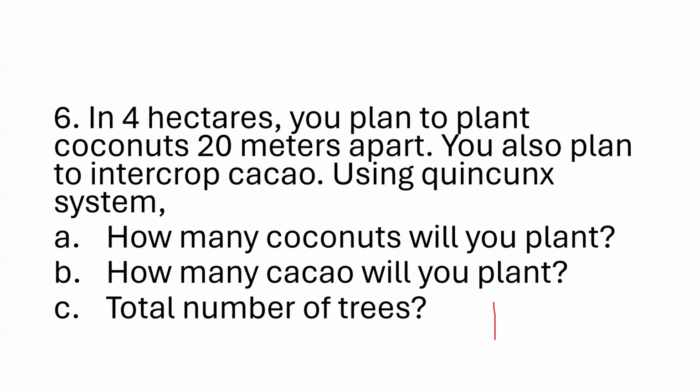So ganito yan, i-visualize natin. Gaya ng square, pero may nakapagitna. So yung coconuts daw, tinanim dito si coconut, dito sa mga corners ng square coconut. Then, in-intercrop niya yung cacao.